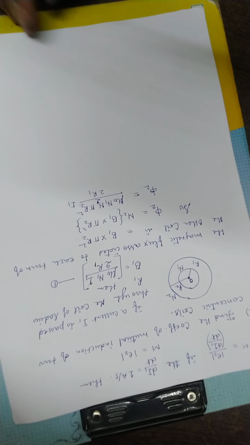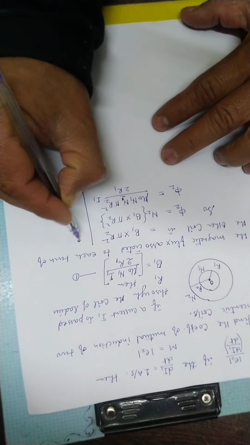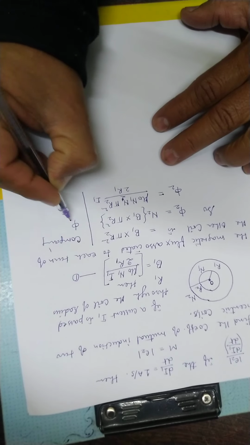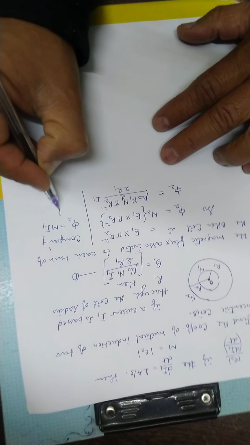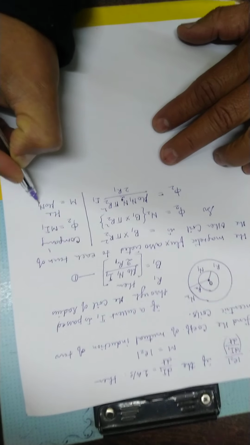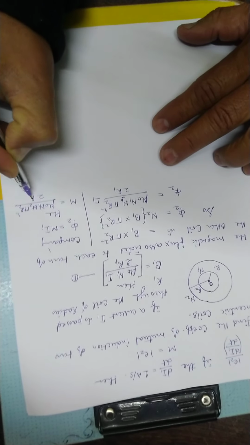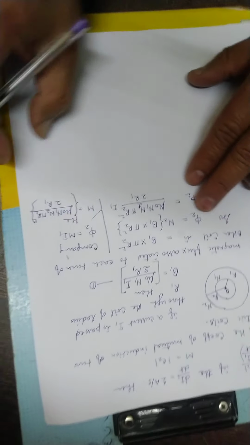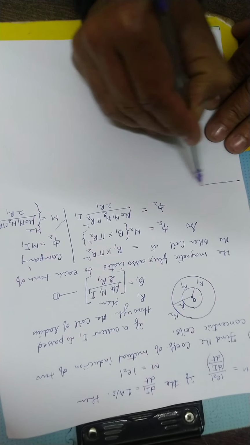And as I told in my earlier lecture, comparing this with phi 2 equals M I1, I'll get the coefficient of mutual induction M to be mu naught N1 N2 pi R2 square upon 2 R1. This is how one can calculate the coefficient of mutual induction for the two concentric planar coils.